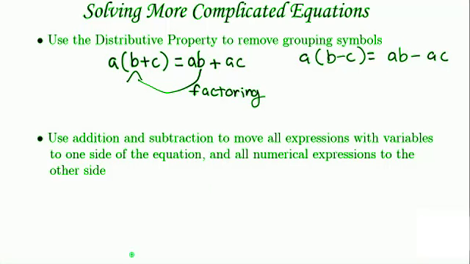The way we're going to apply this is we're going to remove the grouping symbols using the distributive property, and then we're going to go back and use addition and subtraction to move all the expressions with the variables to one side of the equation, usually the left side, and then we're going to move all the numerical expressions to the right side. So get rid of the grouping symbols, move all the variables to the left, and all the numerical expressions to the right.